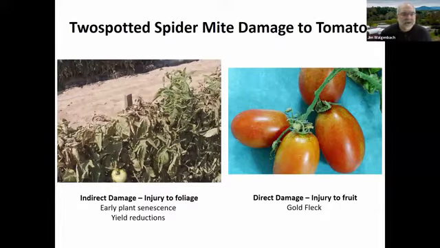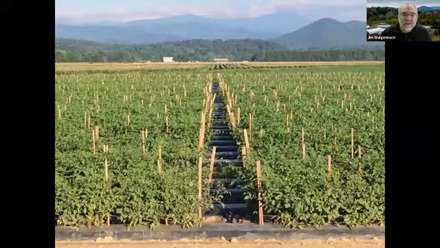Two-spotted spider mites can damage tomatoes in one of 2 ways. They can indirectly damage the crop when the population is very large and they're feeding on the foliage. It oftentimes causes early plant senescence, which obviously is going to reduce yields. Most of the yield reductions we see are due to a fewer number of fruit rather than the size of the fruit. But when populations get large, they can also feed directly on the tomato, resulting in gold fleck, which you can see quite evident on the right-hand slide. So those are the 2 damage symptoms.